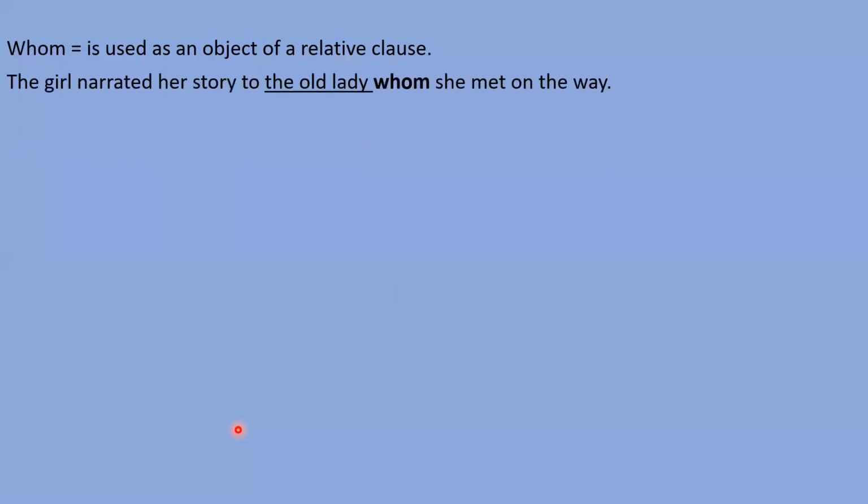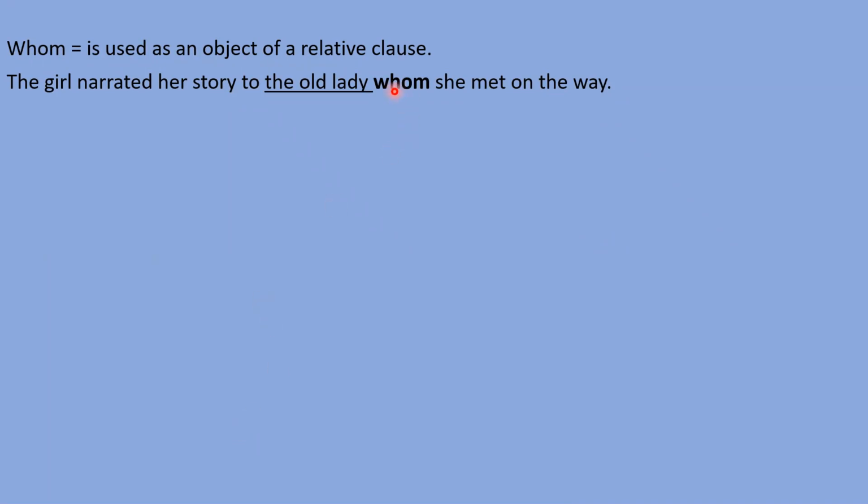Second point, the second pronoun, whom. Whom is used as an object of a relative clause. So whenever we have to write an object of a relative clause, then we should use whom. Like, the girl narrated her story to the old lady whom she met on the way, right?